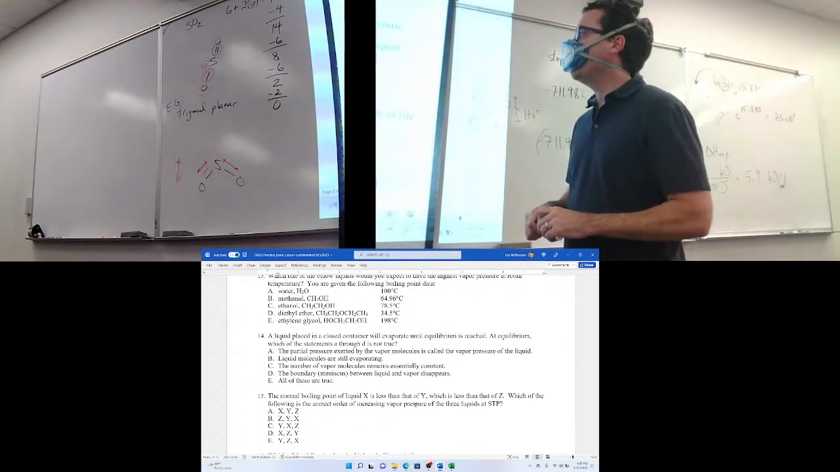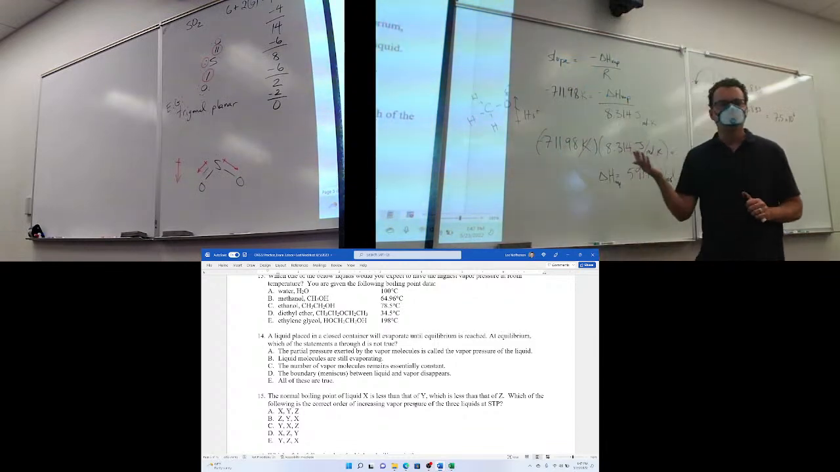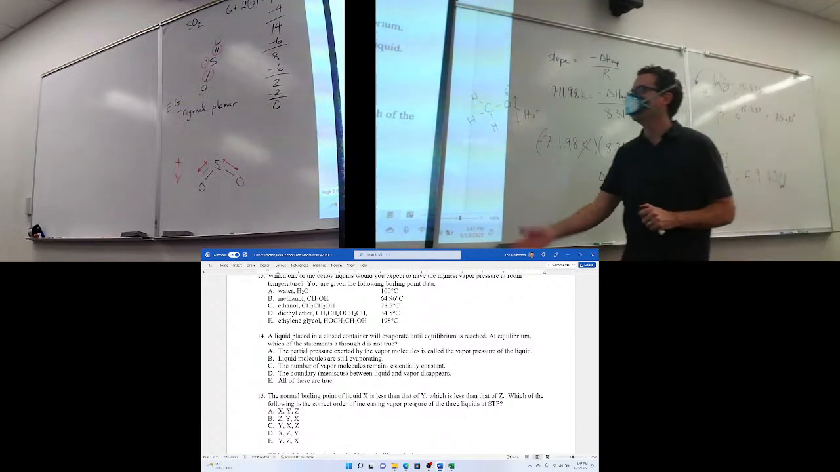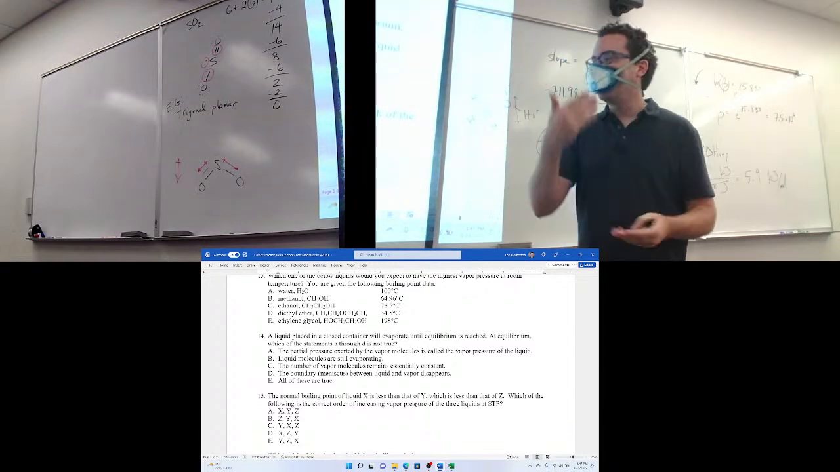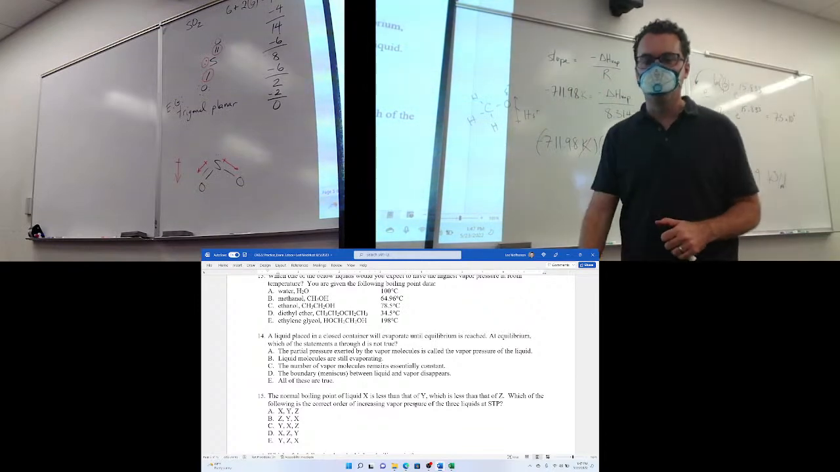And the boundary meniscus between liquid and vapor disappears. Not true. That only happens above the supercritical point, right? We've seen a video of that. There's always going to be that boundary between liquid and vapor until you get above supercritical temperature.